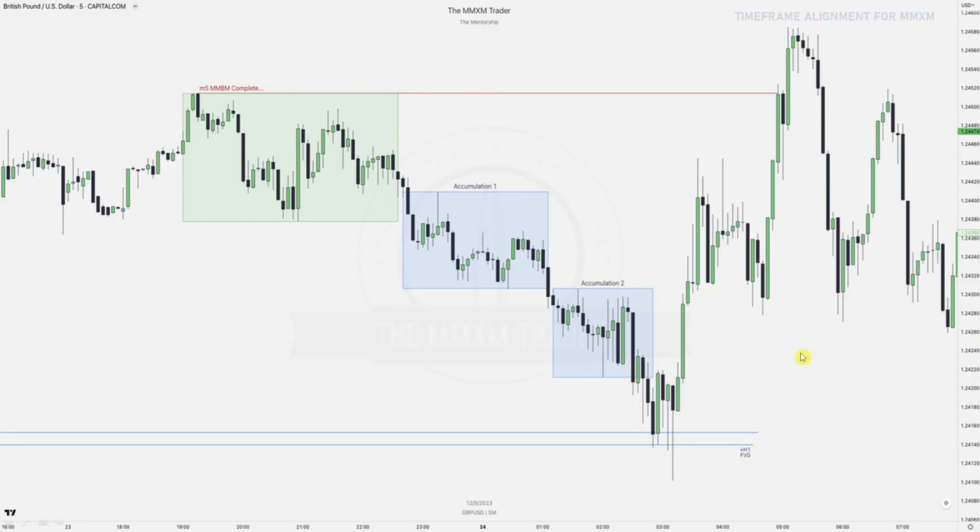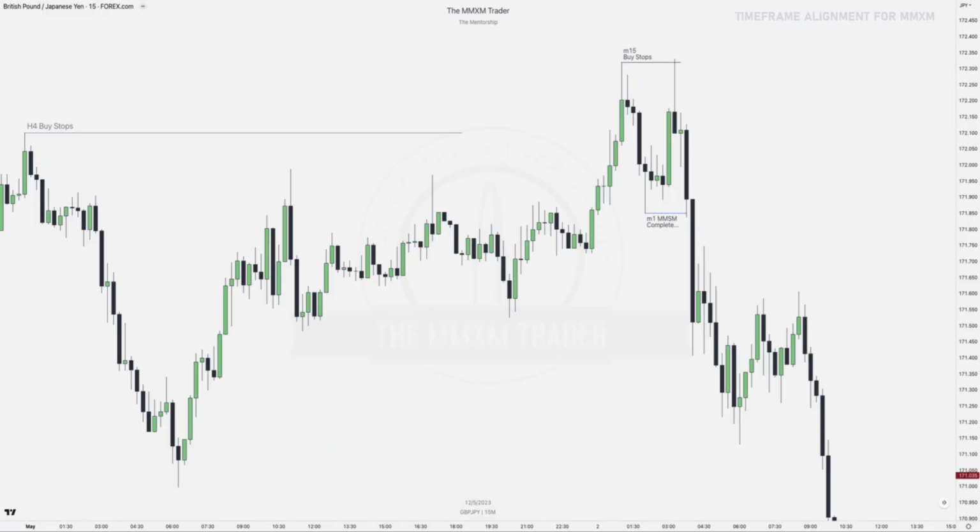completing this 5-minute market maker buy model. Now we dive into the lowest possible time frame for this market maker model. I guess if you want to be really freaky, you can go to a 50-second chart, but I would highly not recommend doing that. And this would be your lowest time frame for a market maker model setup. So on the 15-minute time frame, again, buy stops have been raided, right? So external range liquidity, and then we're going to look into a 1-minute time frame.